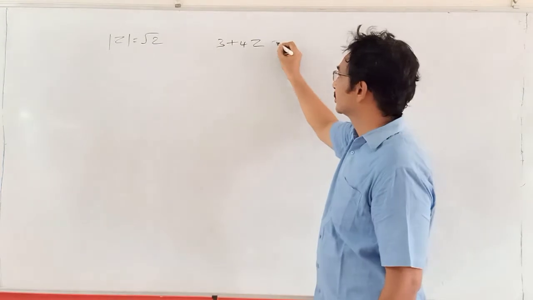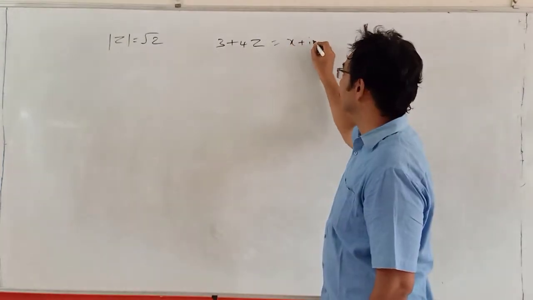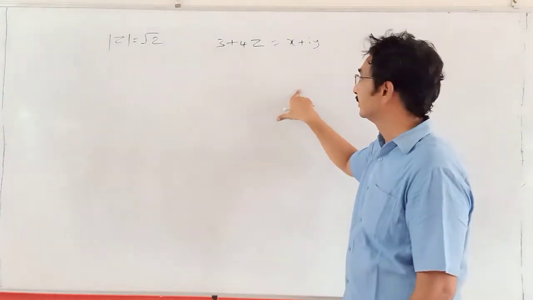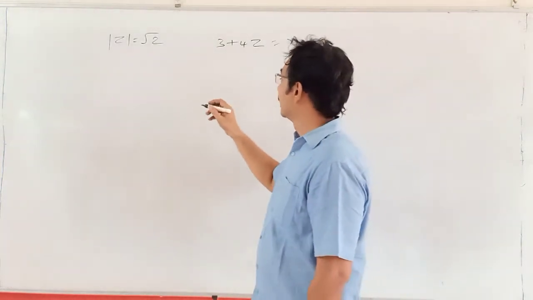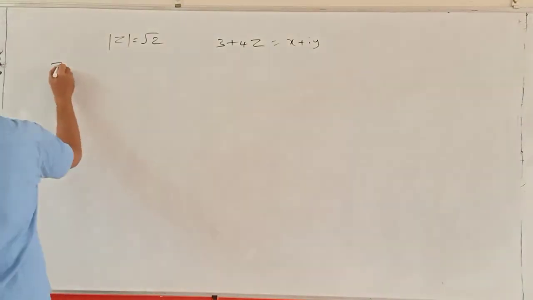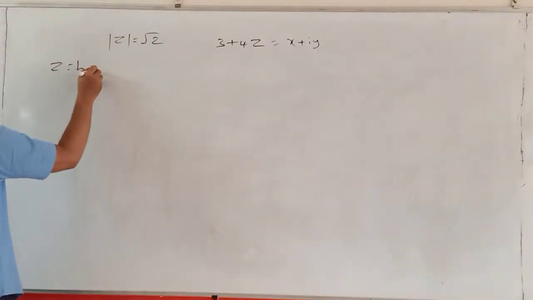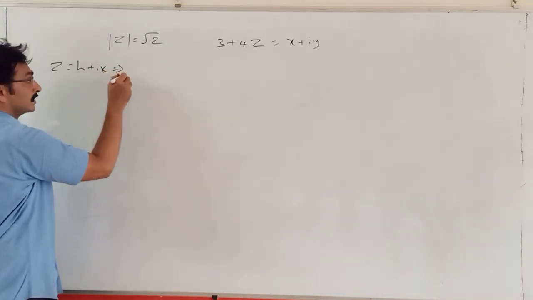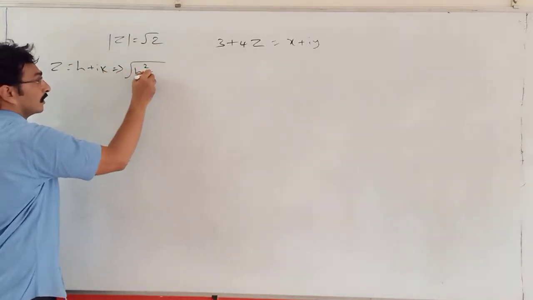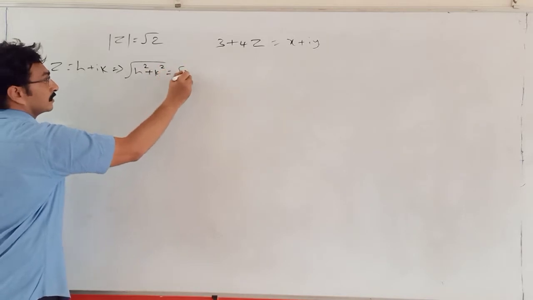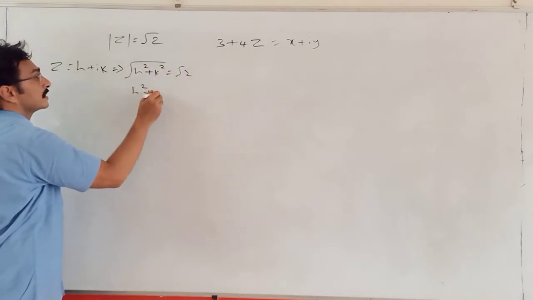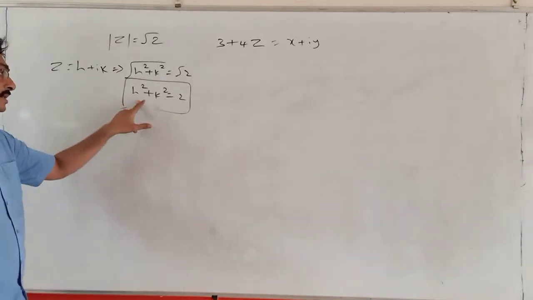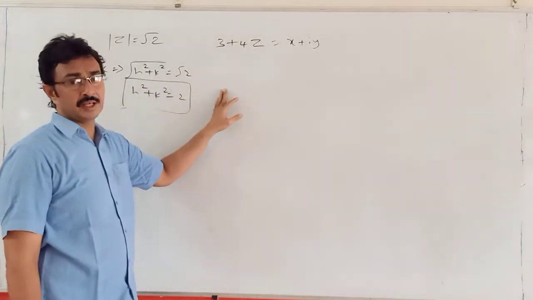So we have to assume this one equal to x plus iy. Like locus of P means P(x, y), that is x plus iy. And first, if z equal to h plus ik, mod z equal to root 2 means root of h square plus k square equal to root 2. So h square plus k square equal to 2. This is the locus condition. So in any locus problem there are two things.